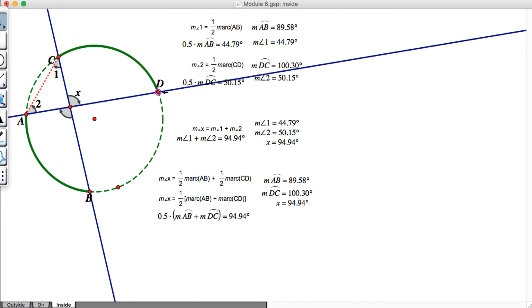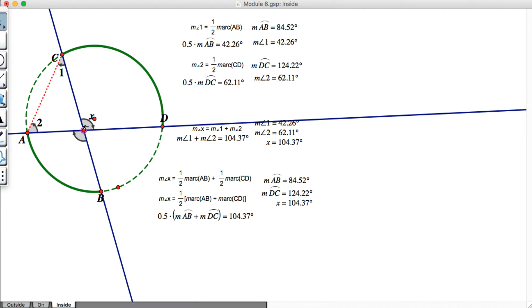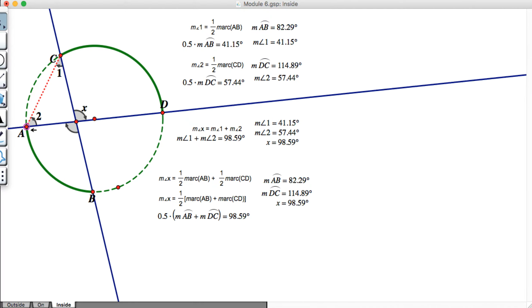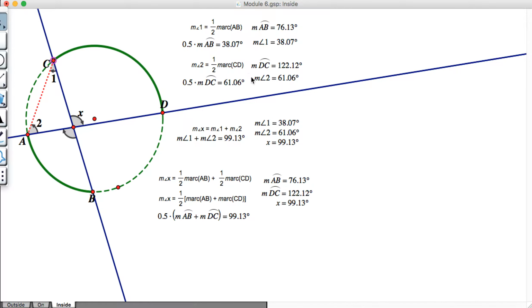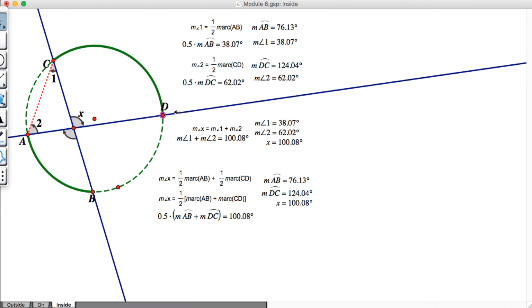And no matter where we move these, those will always stay the same. We can move anything all over, and those will always stay equal. We can move this chord, move this one over here, and they'll always stay equal. And then go back to the whole idea of the triangle. And so x is the alternate exterior angle of the triangle right here, and so the measure of angle x is equal to 1 plus 2. And once again, moving different values and seeing that they do stay the same.